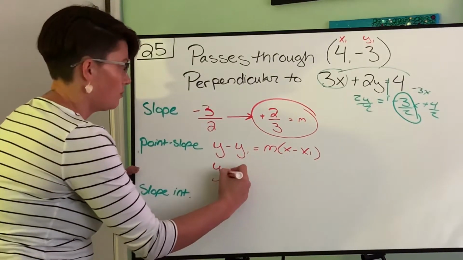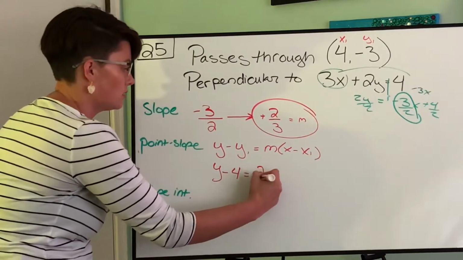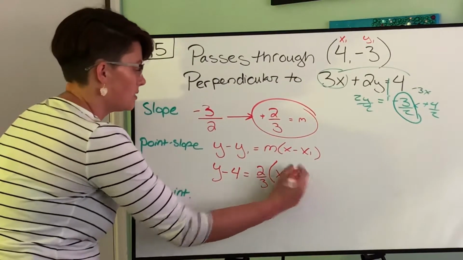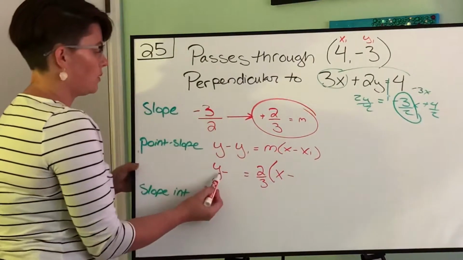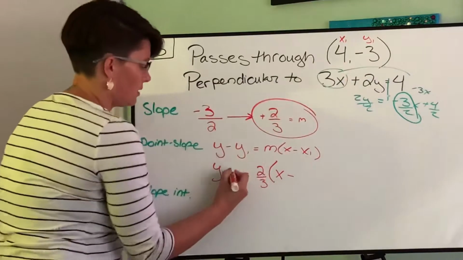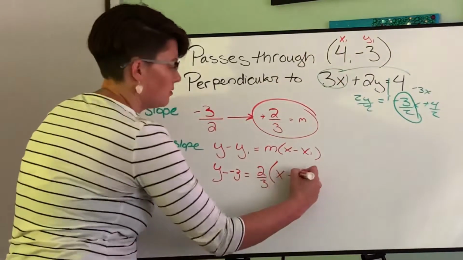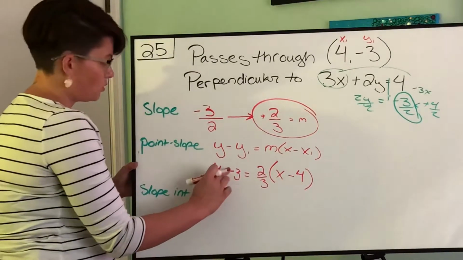So y minus 4 equals 2/3 times x minus, oops, I got that backwards, didn't I? Sorry, that should have been y minus -3 equals 2/3 times x minus 4. And this minus -3 here turns into a plus.